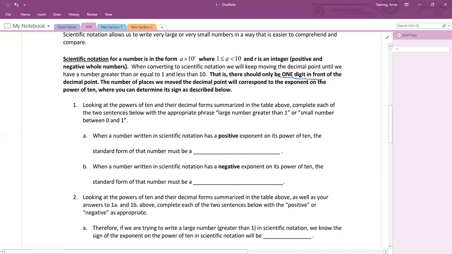So when a scientific notation number has a positive exponent, like 10 to the 1, or 10 to the 2, that's like multiplying the number by 100 for 10 to the 2, so that's going to make it bigger. So for that, if we have a positive exponent, think that we have a number greater than 1.